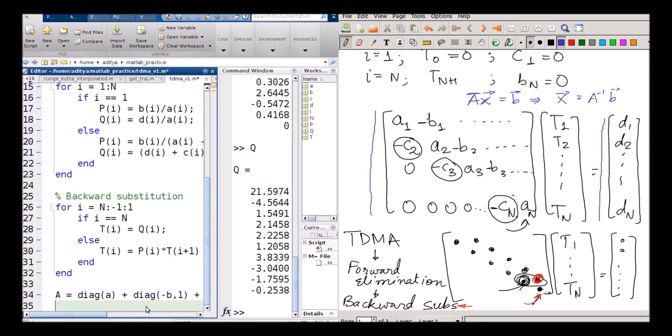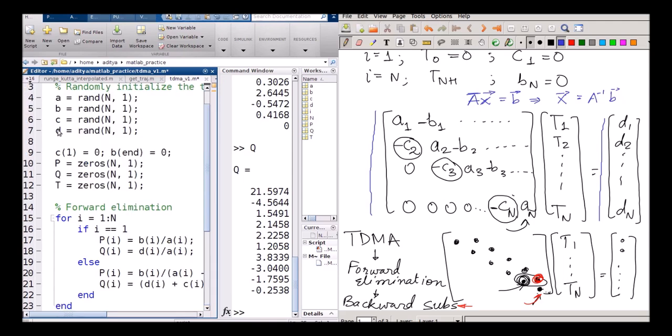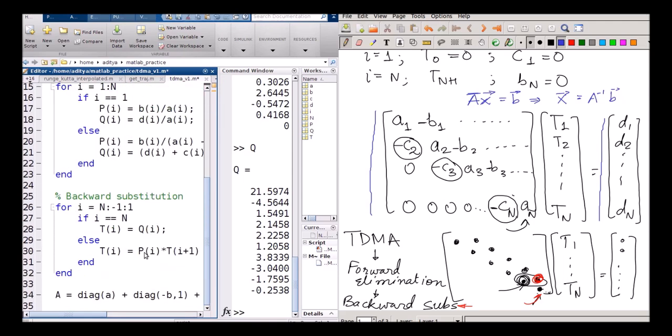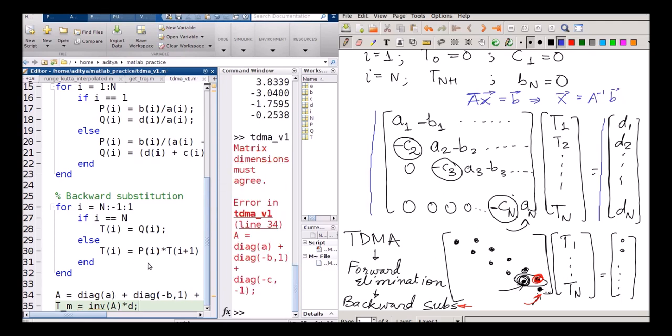And because D is already defined in the form of rand n comma 1, I can then simply write down the solution T using MATLAB. If I write it as Tm is equal to inverse of A multiplied by D. So let's see what we obtain. There seems to be some error.